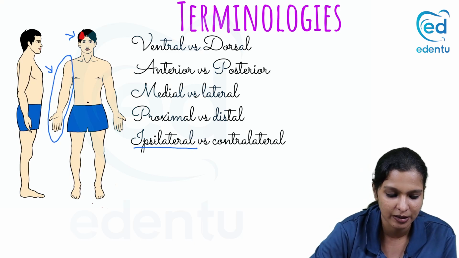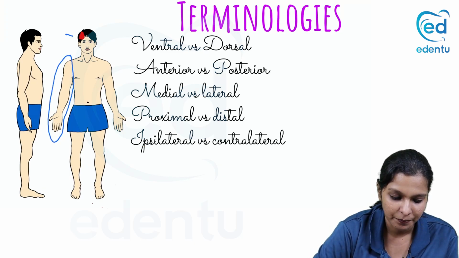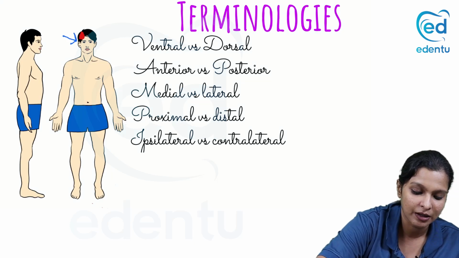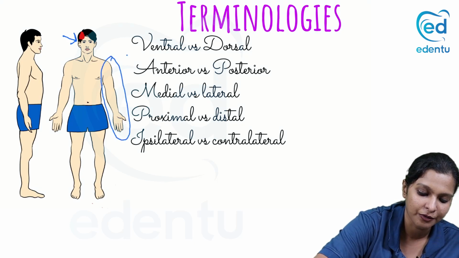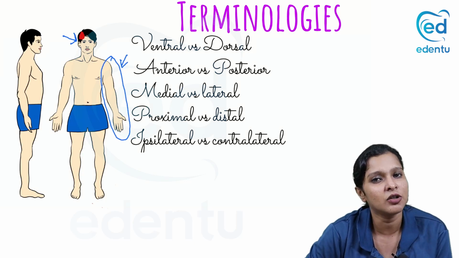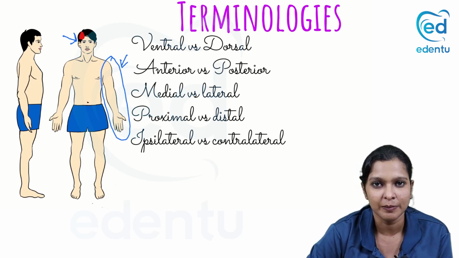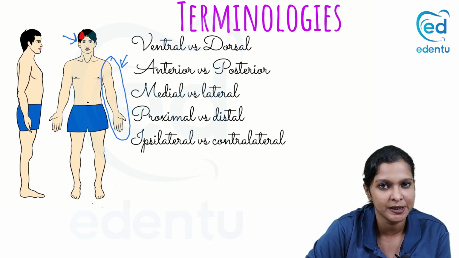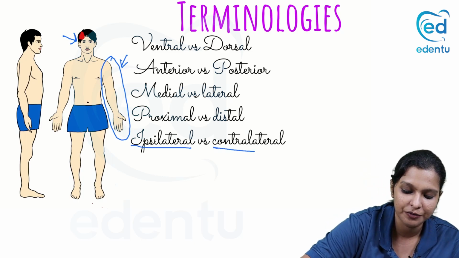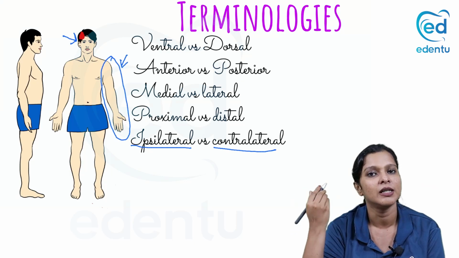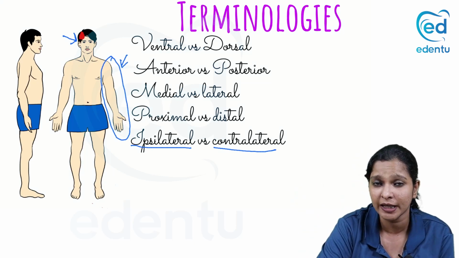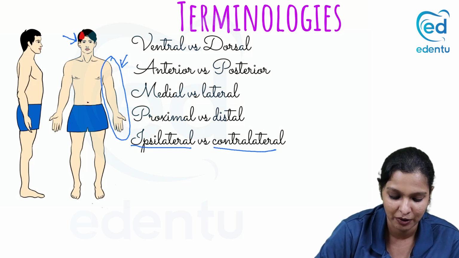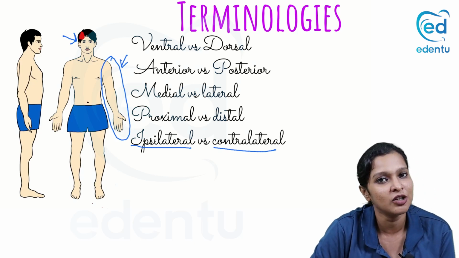Now, let's assume the bleed is on this side only. The bleed is here, but the opposite side upper limb is not functioning. Then it is called contralateral. The cause for something and the effect of that, if present on the same side, is called ipsilateral. If it is present on two different sides, for example, the cause is on the right side and the effect is on the left side, then it is called contralateral. So that's about the next pair of terminologies, ipsilateral versus contralateral.